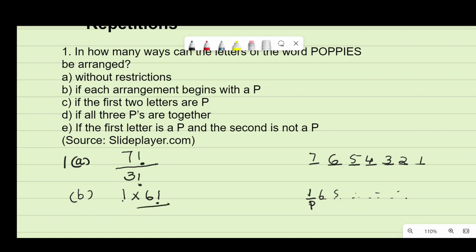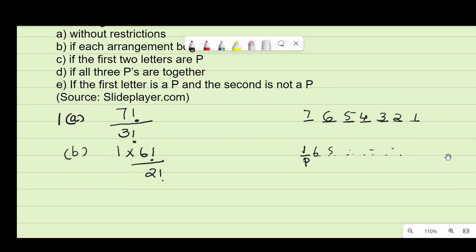If you used 1 P in the first position, how many P's are still remaining here? There are 2 P's remaining. Because there are 2 P's, you divide the 6 factorial by 2 factorial. So this is 1 times 6 factorial divided by 2 factorial. The 1 was for the 1 P in the first position. The remaining 6 letters include 2 repeating P's, so divide by 2 factorial.